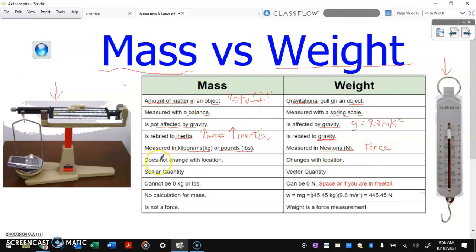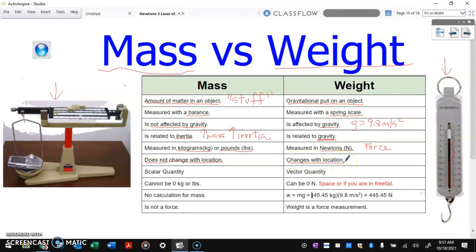Mass does not change with your location. So in other words, my mass at Sky Academy was the same as my mass at home, or my mass in California, or wherever you are. However, weight does change. Weight does change with location.